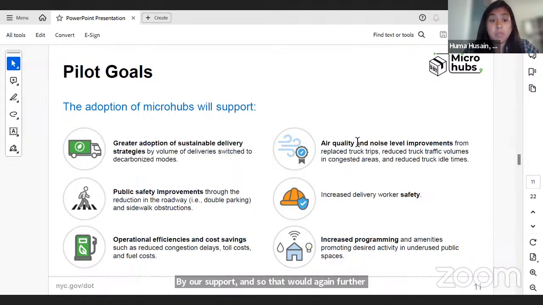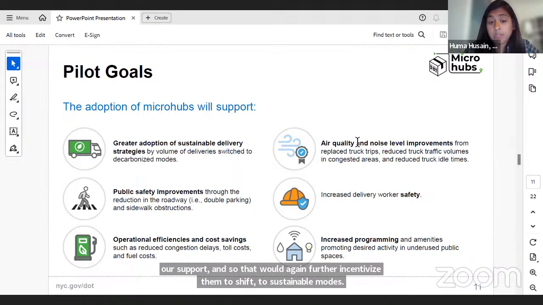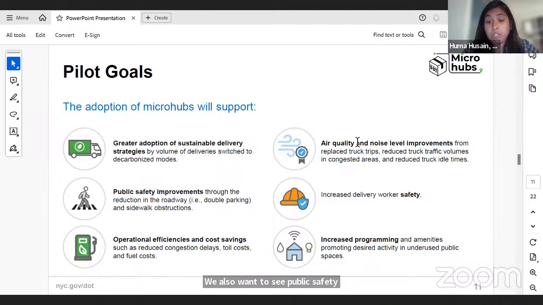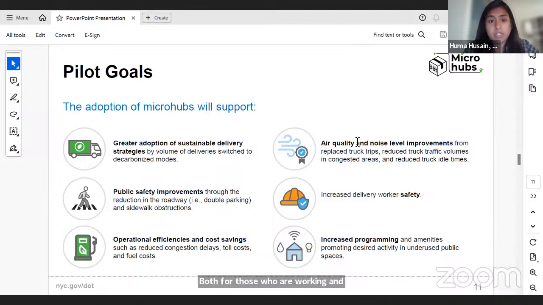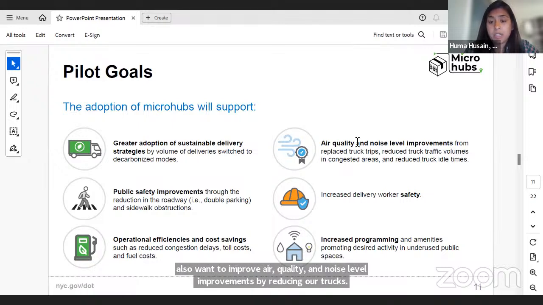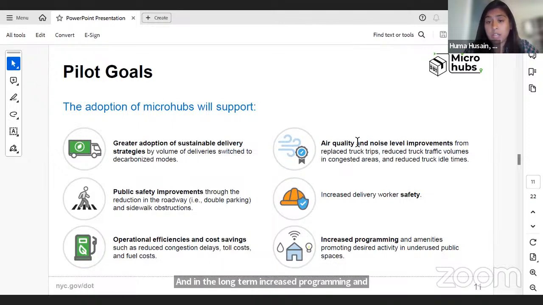We also want to see public safety improvements and worker safety, both for those who are working and operating in the street, and then our pedestrians and roadway users that are impacted by all the double parking and obstructions. We also want to improve air quality and noise levels by reducing our truck trips, and in the long term, increase programming and amenities in areas that are underutilized, particularly under subway structures or under the BQE.